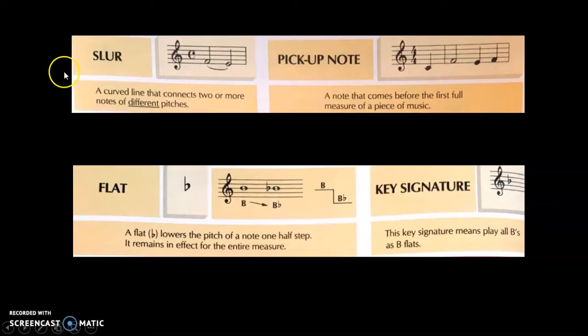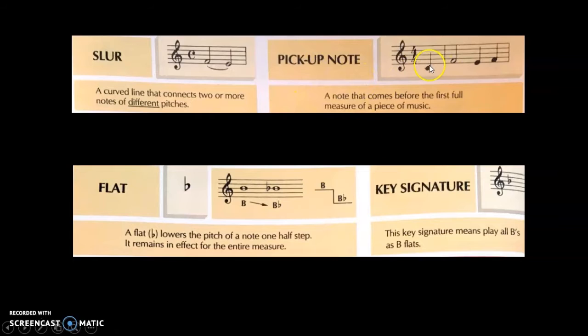Let's go on. Last time we talked about slurs. This is a curved line that connects 2 or more notes of different pitches. So you're going to tongue the first note, and you're going to use your air and your buttons to play the next note. So you're not going to tongue the notes after the first note. You're just going to use your buttons. Or you'll lightly tongue it if you're a trombone player.